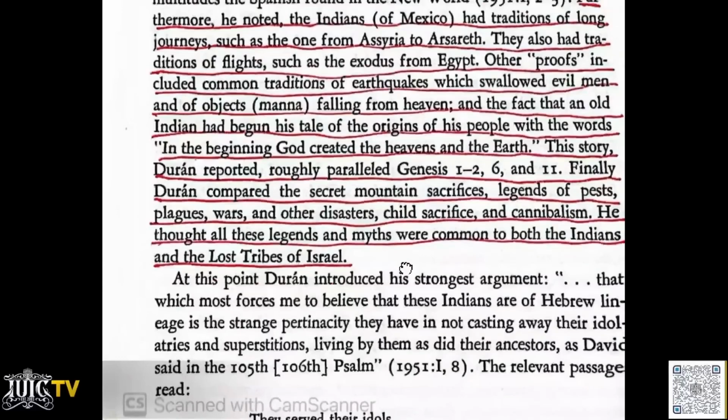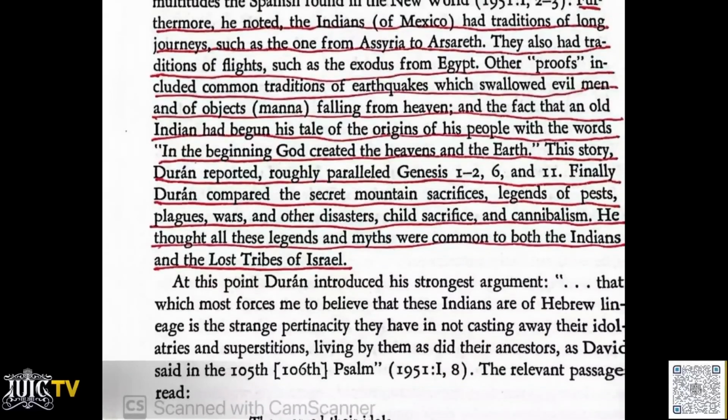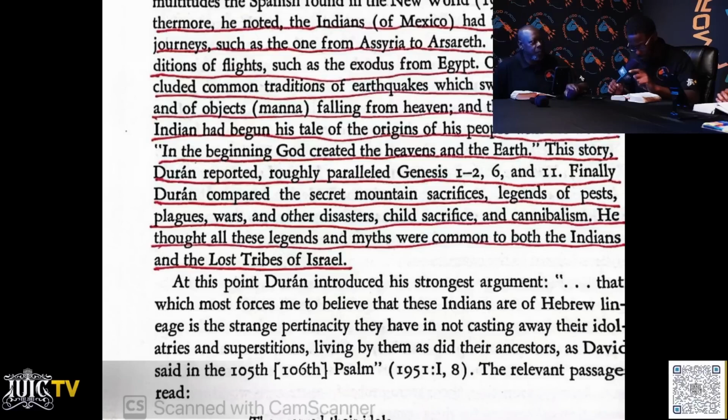Okay, finally, Duran compared the secret mountain sacrifices, legends of pests, plagues, wars, and other disasters, child sacrifice, and cannibalism. It said child sacrifice and cannibalism, right? But they're still trying to make a correlation between, is it Hebrew or things like that? That's the argument still. Hosea 8:13. Book of Hosea, chapter 8 and verse 13. They sacrifice flesh for the sacrifices of mine offerings, and eat it.